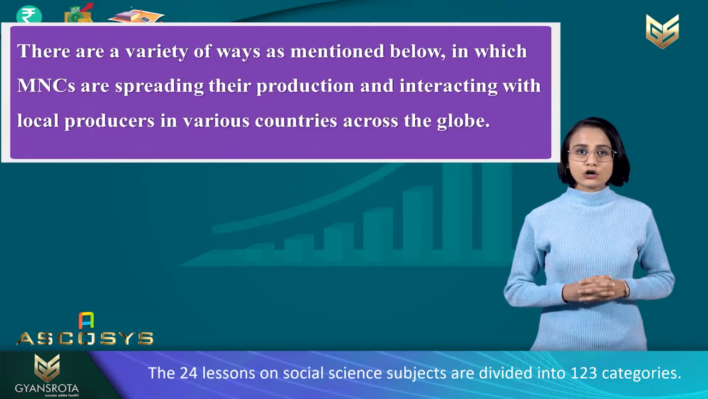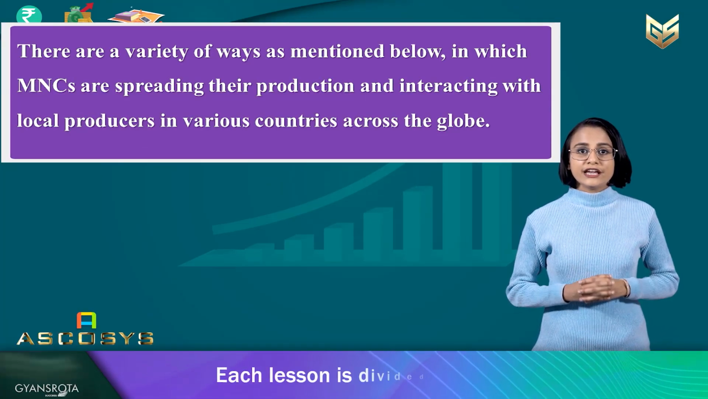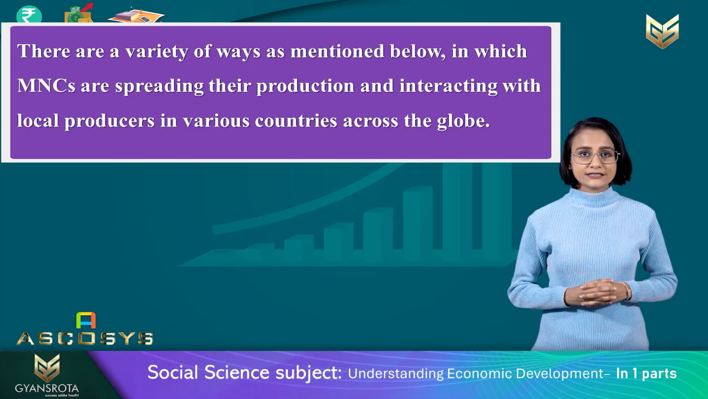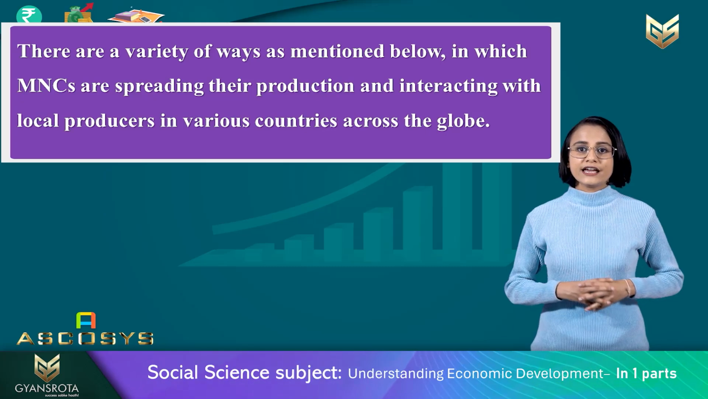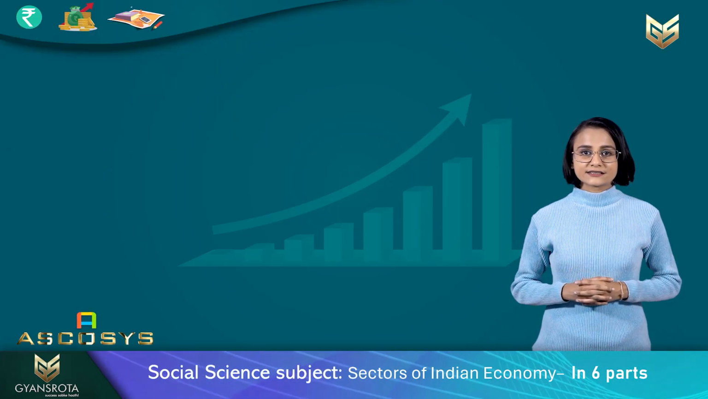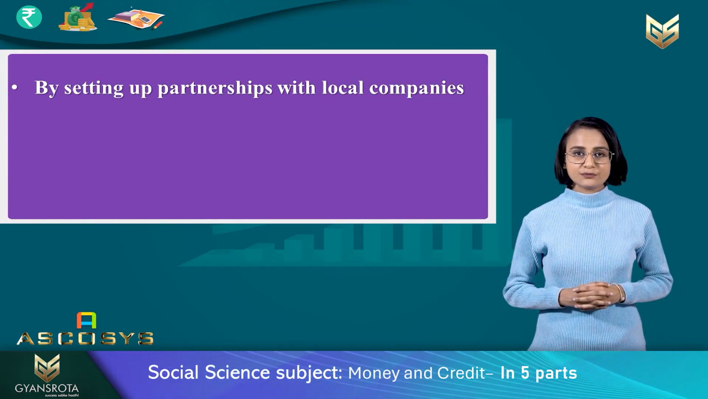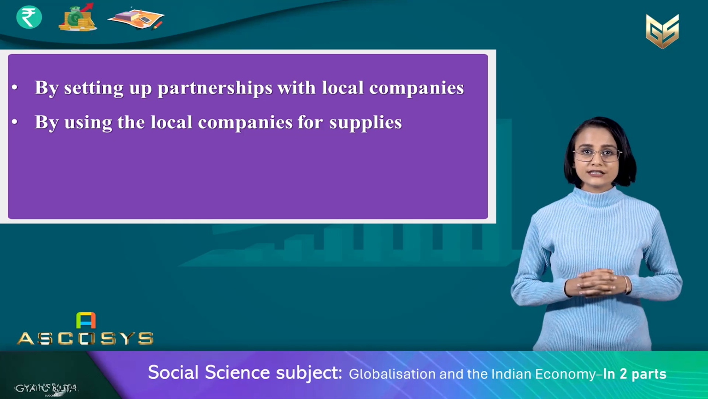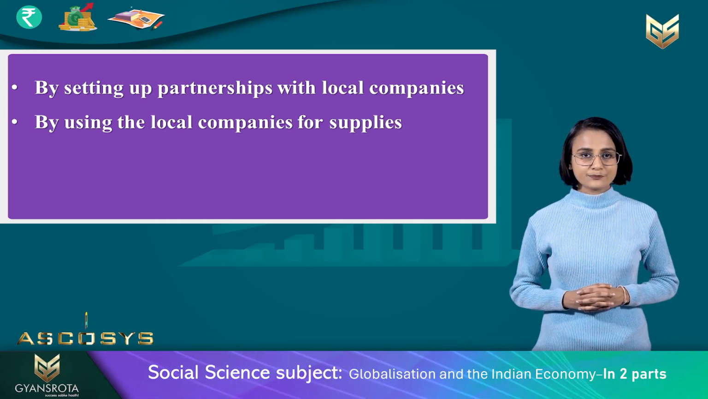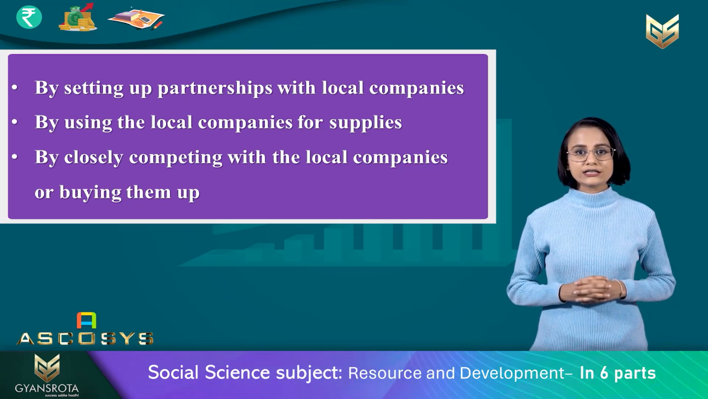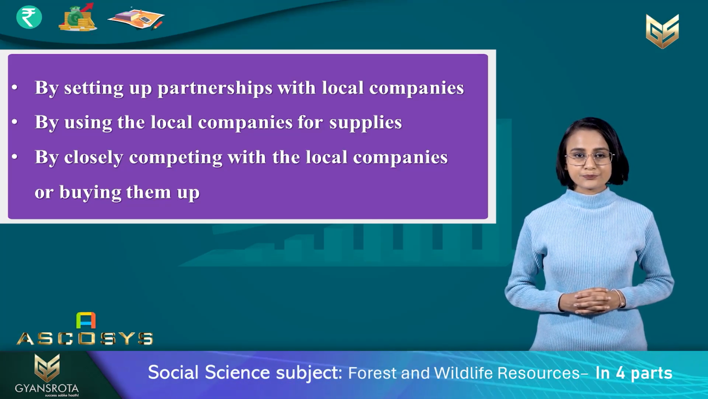There are a variety of ways, as mentioned below, in which MNCs are spreading their production and interacting with local producers in various countries across the globe. Number 1 is by setting up partnerships with local companies. Number 2 is by using local companies for supply. Point number 3 is by closely competing with the local companies or buying them.